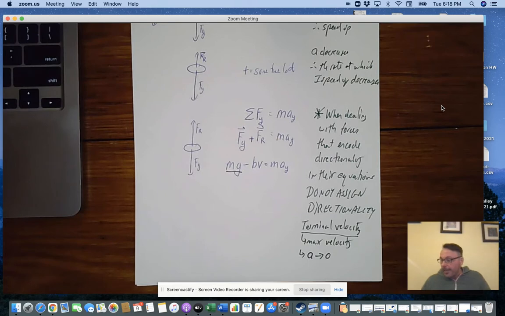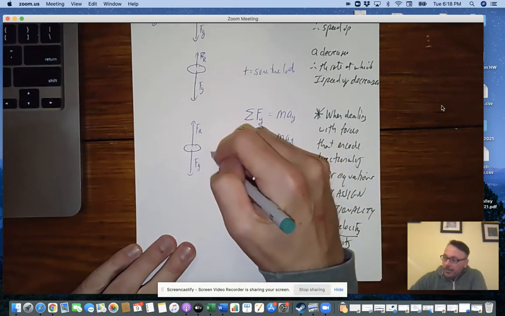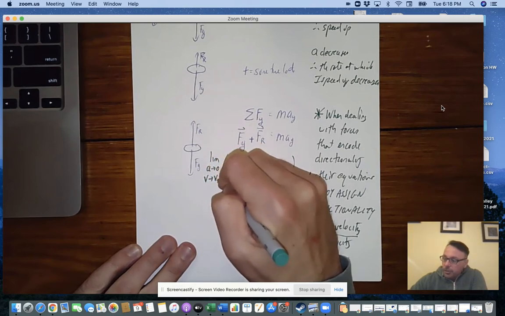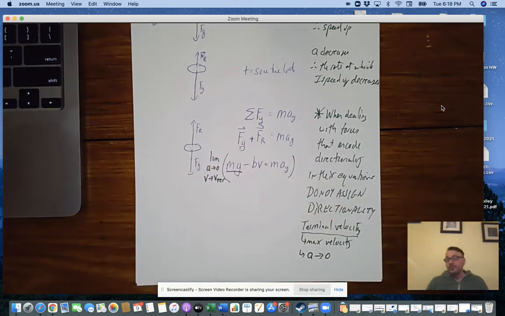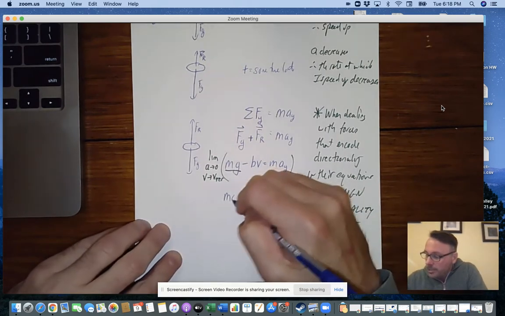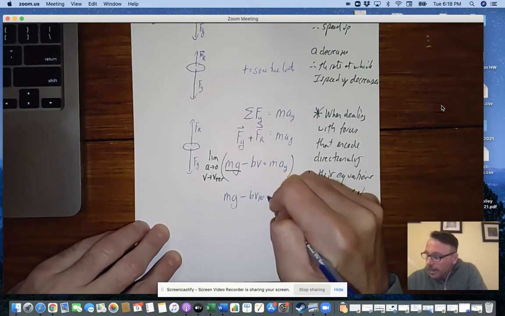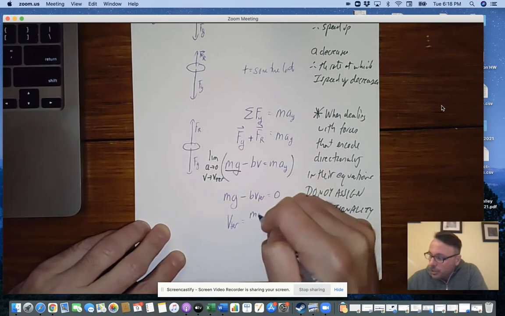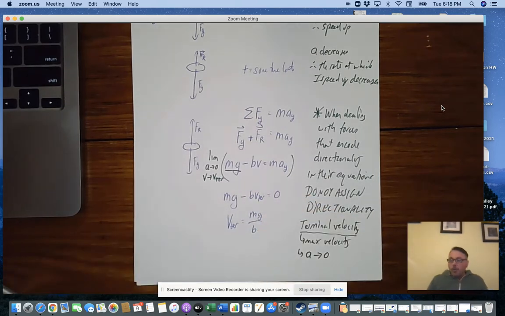That's the idea. And so what I'm going to do here is take the limit as either a approaches 0 or as v approaches v ter. And that's a symbol for it, v ter. We don't use vt because we're using that for tangential velocity. And so what happens here, I've got mg minus b v ter equals 0. And in this case, v ter is equal to mg over b. That means more massive objects will eventually get to a higher speed, and more aerodynamic objects with lower b's will get to higher v ters.